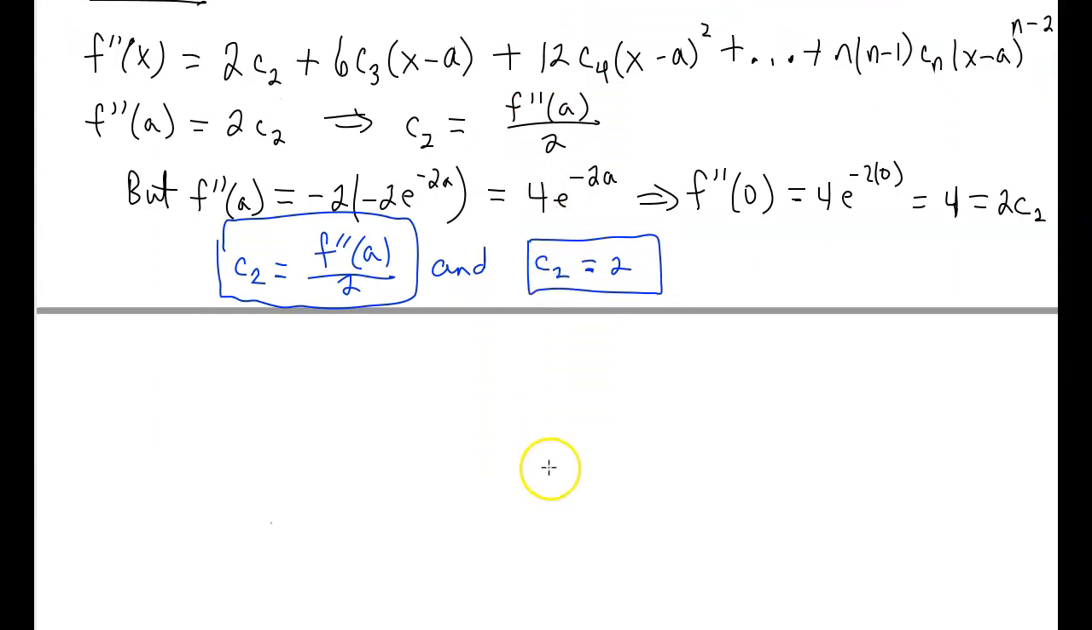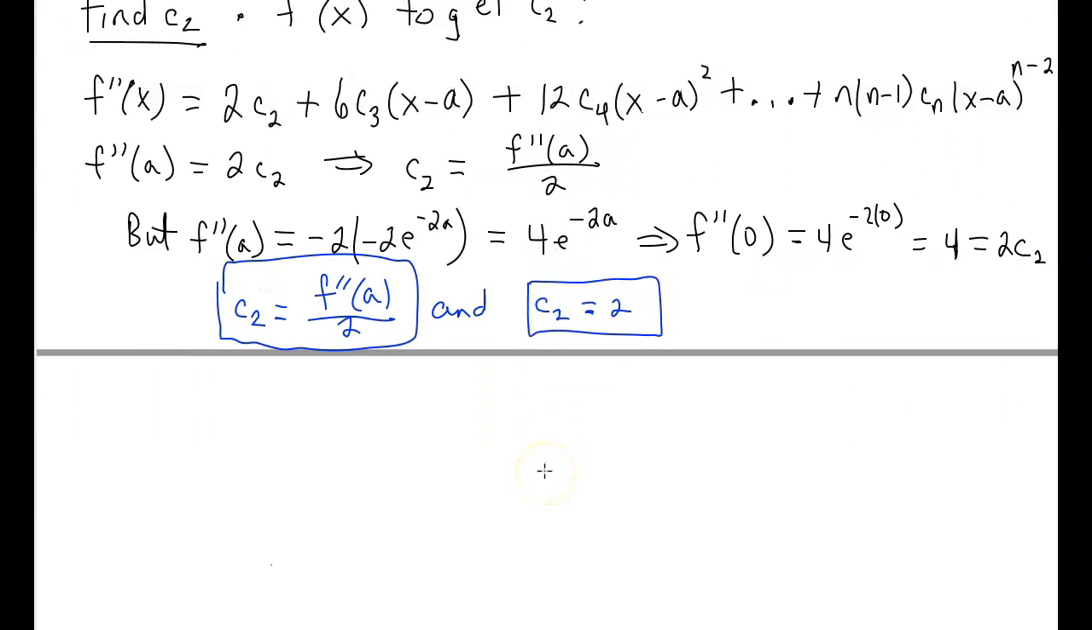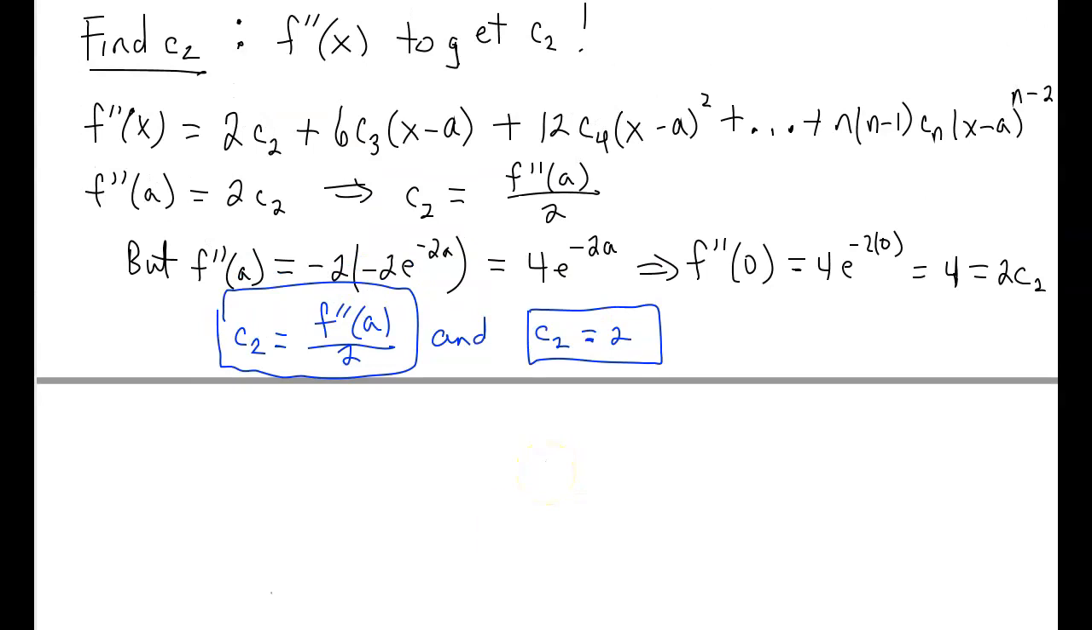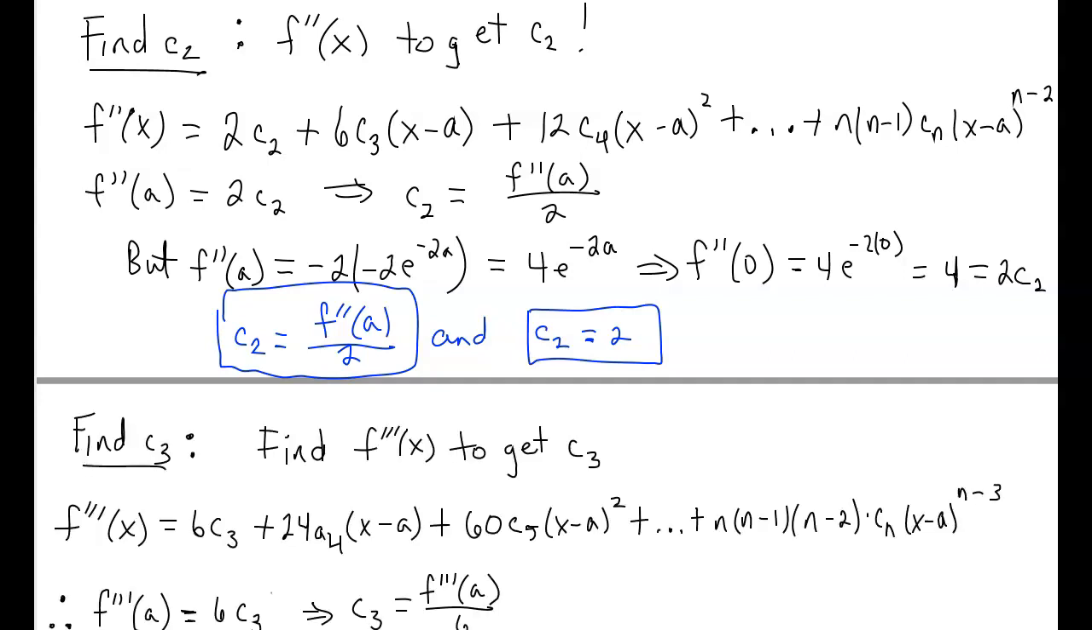All right, so let's go ahead and do this again for C3 and C4, and then we should have enough there to be able to come up with a pattern. So moving on to finding the coefficient C3, I've gone ahead and written out what C3 and C4 are so that we can go through this a little bit faster.